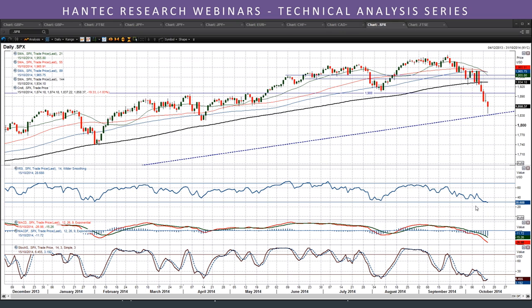RSI oversold, below 30. It doesn't tend to go below 30, does it? Look at that. February, a little bit of August, you could argue, but now it's below 30. MACD line is negative, stochastics negative. Oh dear, doesn't look good, does it? You could well see it back towards that 1815 mark, which is that reaction low that we had in April. Not a million miles off it now. So this selling pressure is fairly significant.